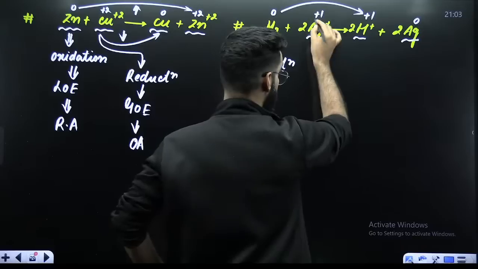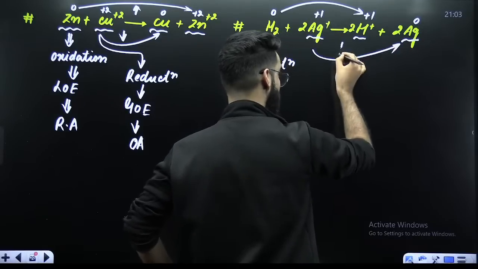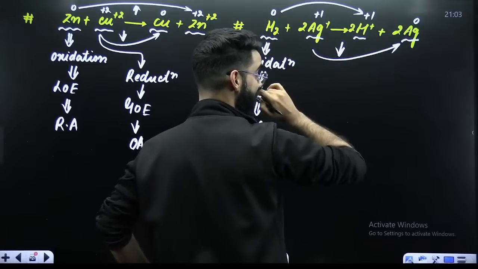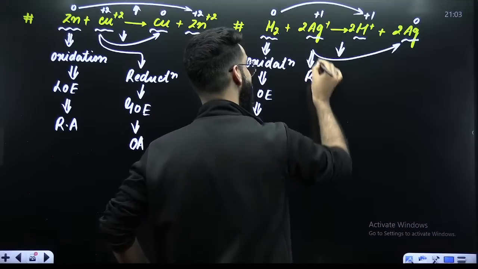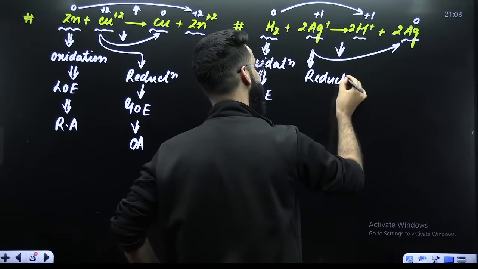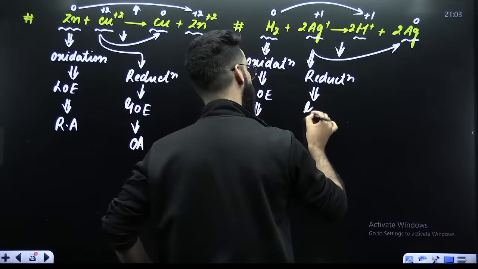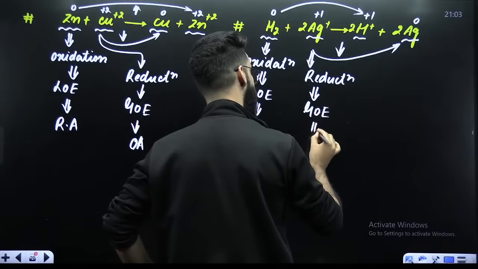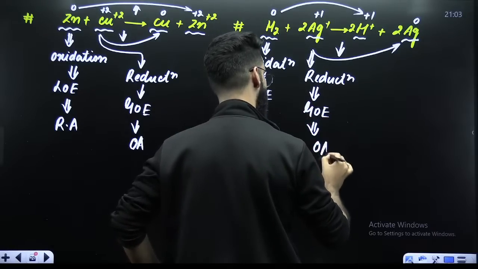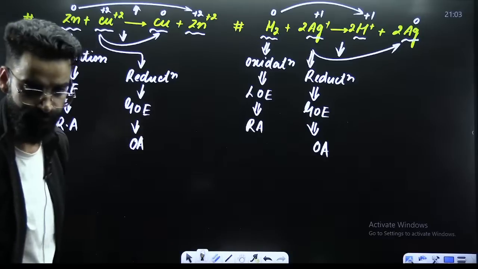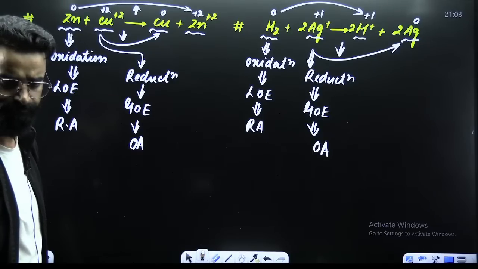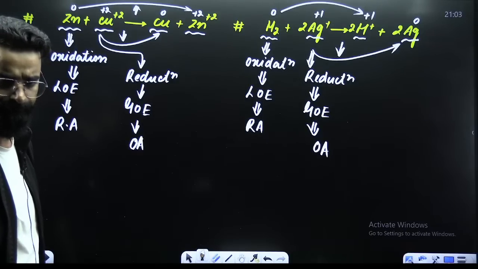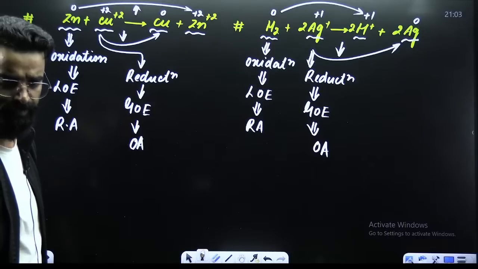Similarly, people, +1 to 0 means a decrease in the oxidation state. Right? So this Ag+, since it's undergoing a decrease in oxidation state, I would say it's undergoing reduction. The one that undergoes reduction undergoes gain of electrons. The one that undergoes reduction, that's what we call the oxidizing agent. I hope it's clear. Right? Right, people?